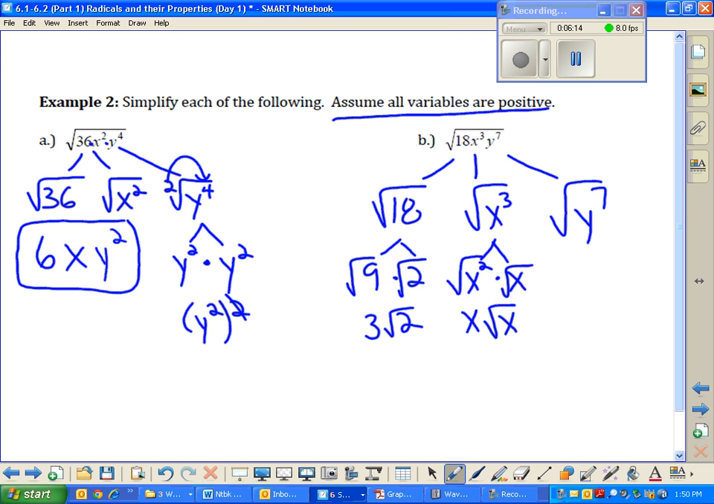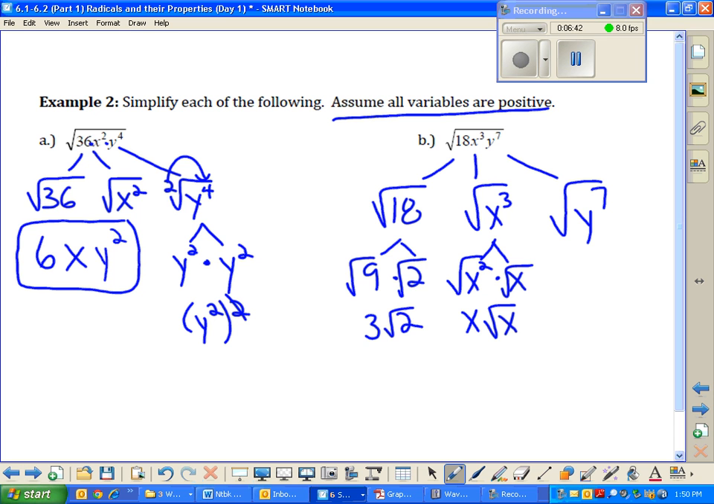So that goes back to our warm-up question for today. How do we know we're done? There's no more perfect nth roots as factors in the radicand. You can't leave it as the square root of x to the third because x to the third has a perfect square factor. X to the third has x squared as one of its factors. So you have to simplify the radical. Does that make sense? Okay.